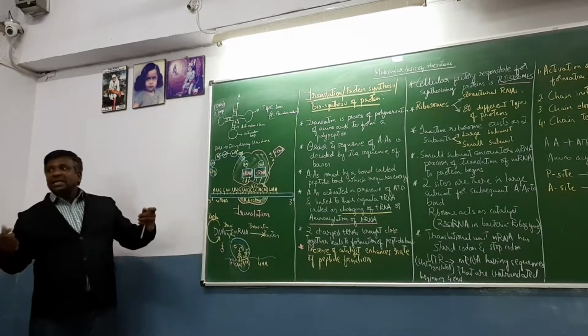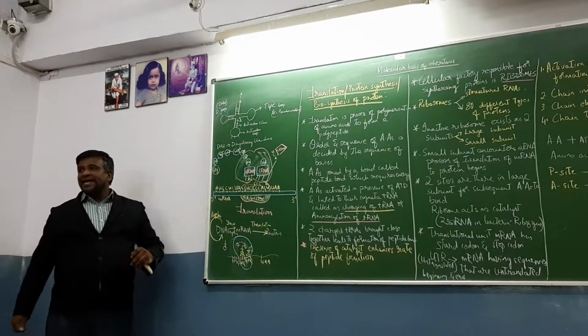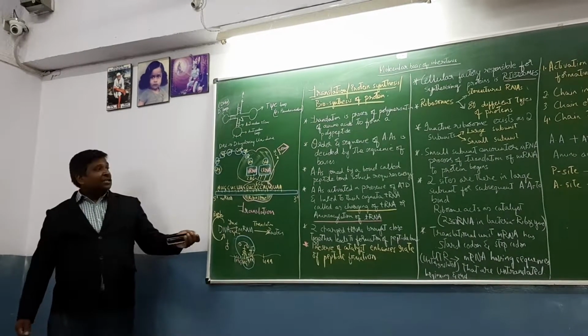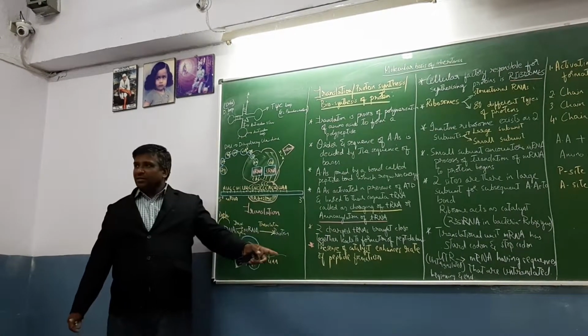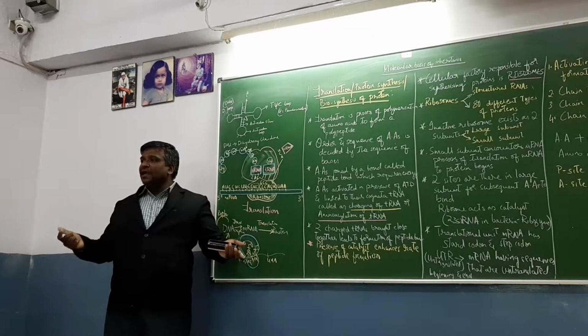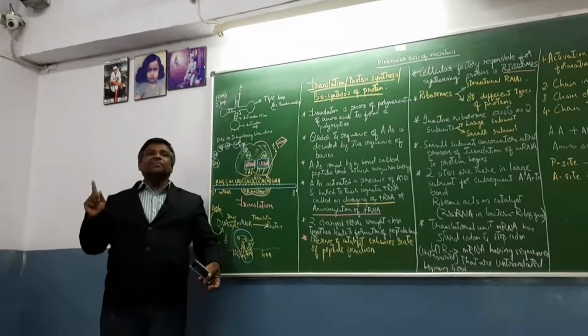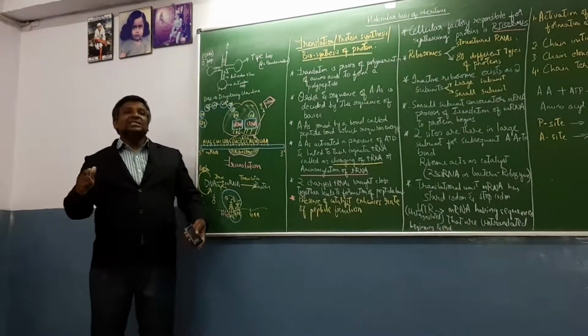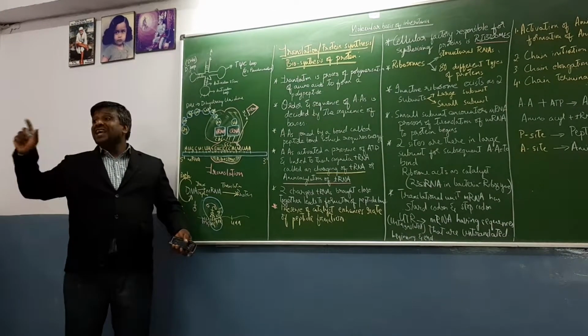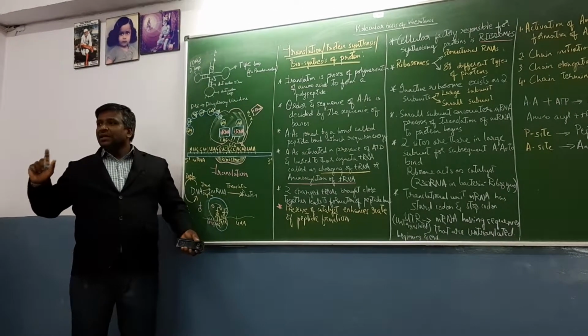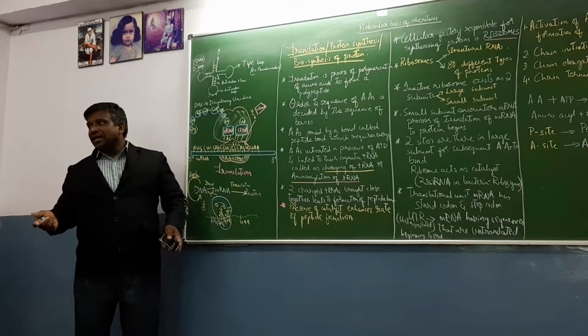Amino acids are joined by a bond called a peptide bond, and that is brought about by a catalyst. They have not given the name of the enzyme. That is nothing but the amino acid transferase enzyme, or peptidyl transferase enzyme.